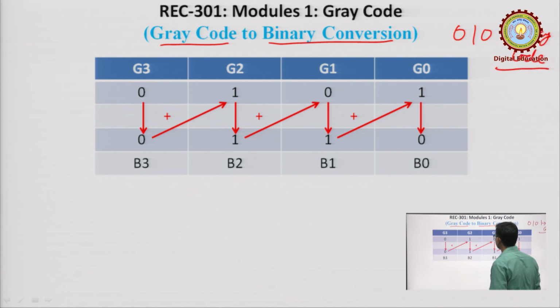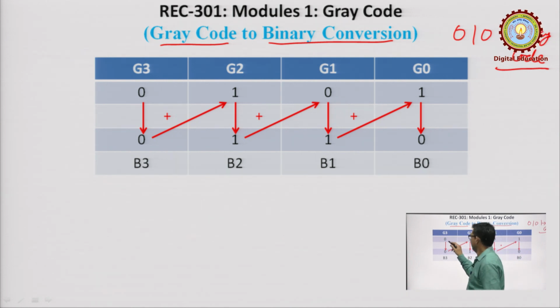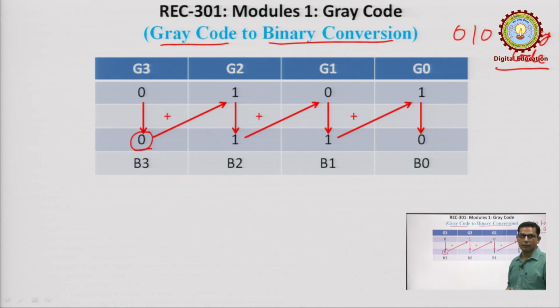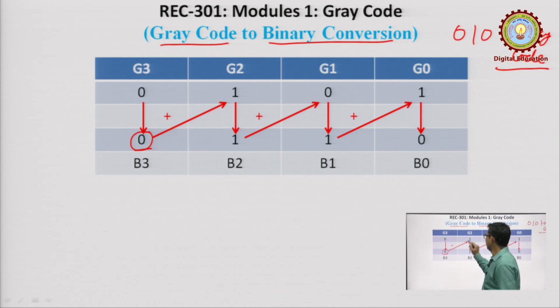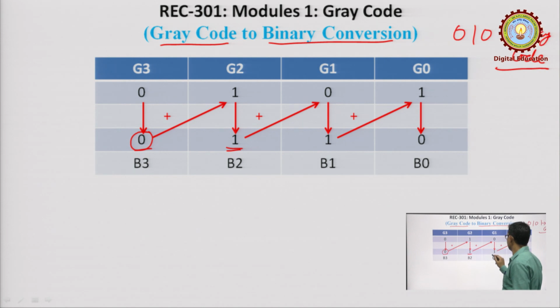okay, 0101. So, as per the rules, G3 will be copied as it is, and whatever we get, this will go to the next bit of the gray code and be added to it. So, 0 plus 1, we know 0 plus 1 is equal to 1. This one will be added to the next bit of the gray code. So, 1 plus 0 is equal to again 1.